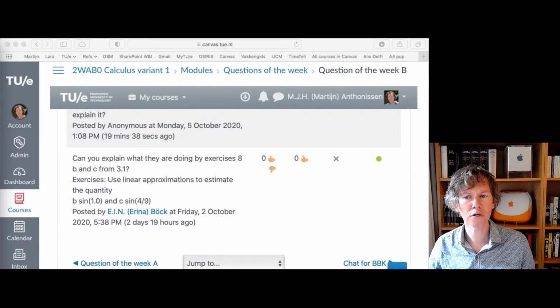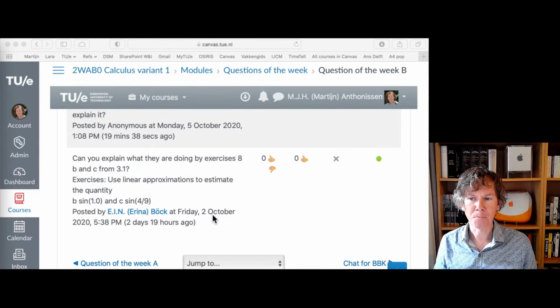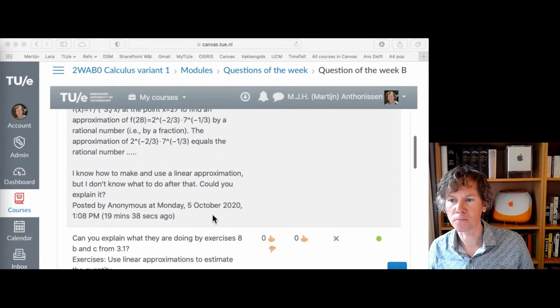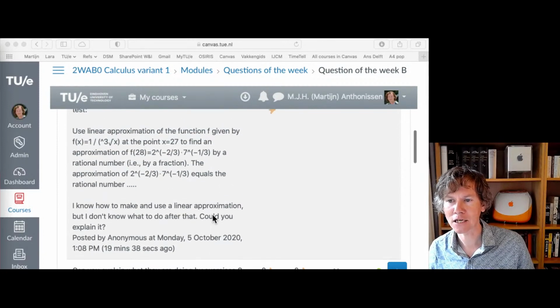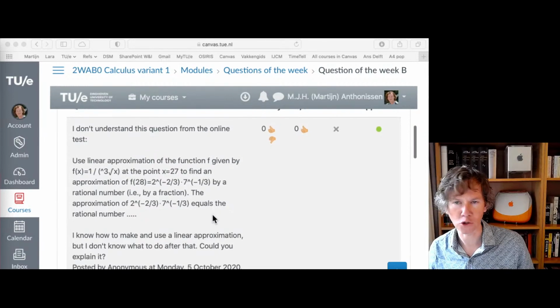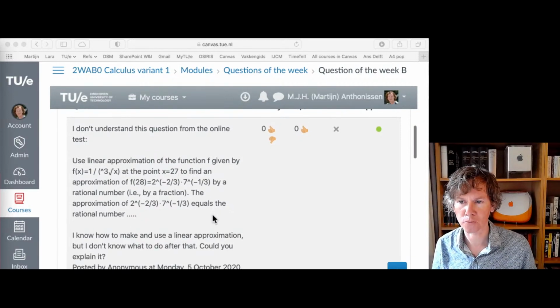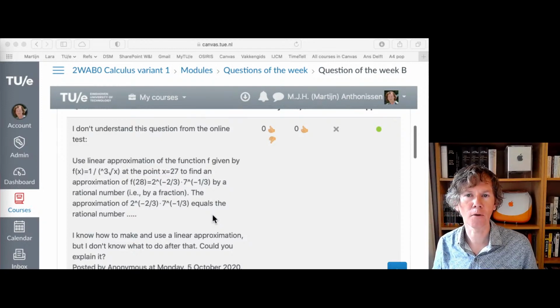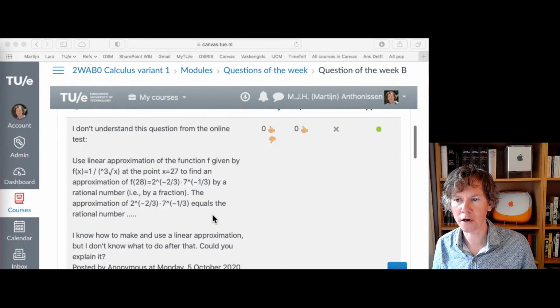I'm going to be starting at the bottom here. So that's a question by Irina, and she asks for a little help on questions 8, B, and C from section 3.1. And in fact, the question above that is related to that. The question above that is from Anonymous, and that's also about linear approximation. So both of these are about linear approximation. And there is here a complicated question from the online quiz.